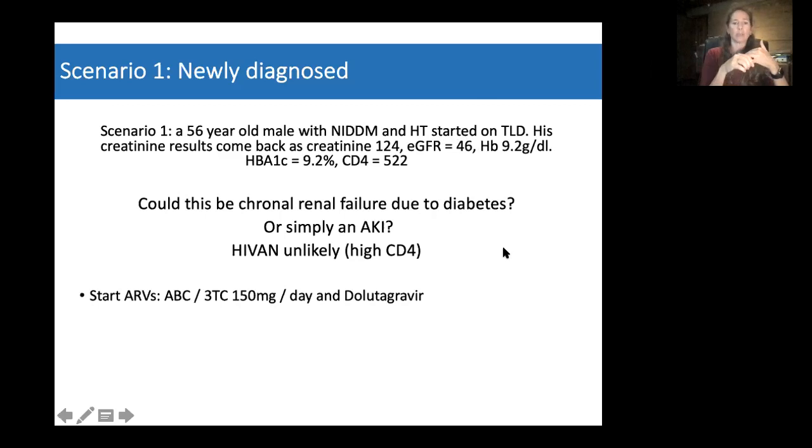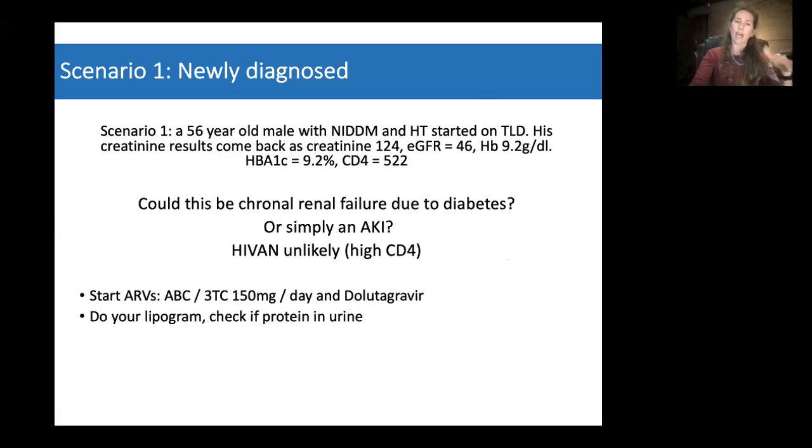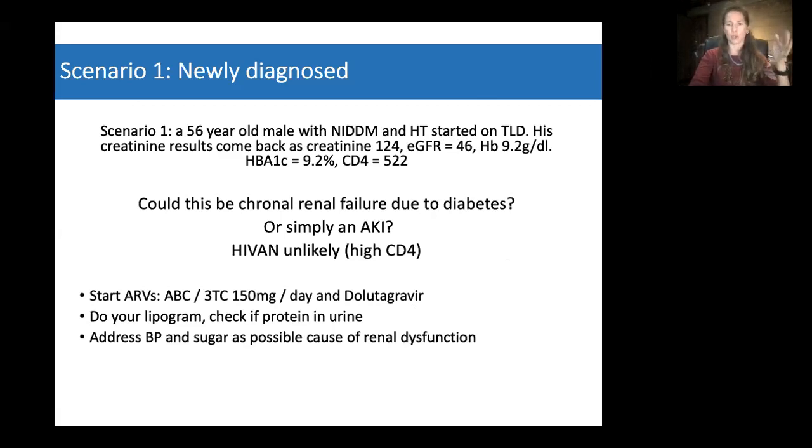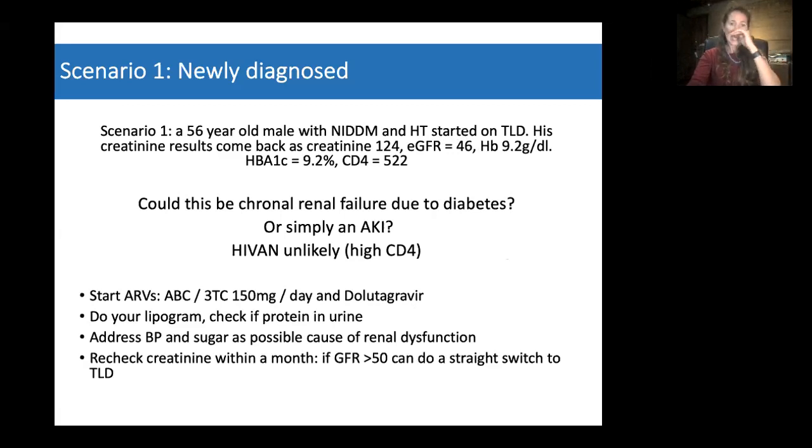So I'm going to start him on abacavir, 3TC, remember that adjusted dose, and dolutegravir. So that's the alternative regimen. But he doesn't have to stay on that forever. You're going to do your lipogram, you're going to check if there's protein in the urine, you're going to address the blood pressure and the sugar and what might be causing this creatinine to be up. And within a month, you want to recheck your creatinine.